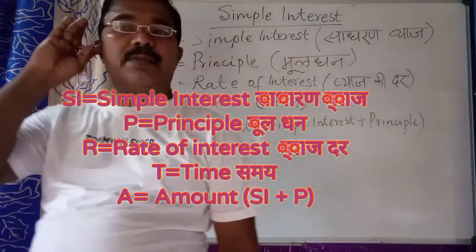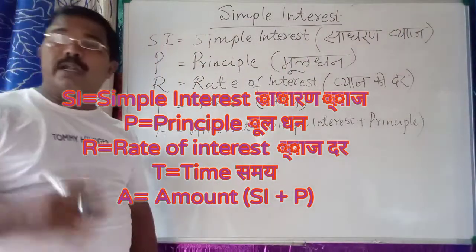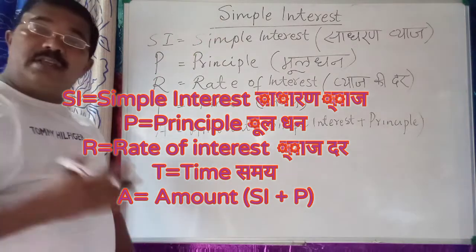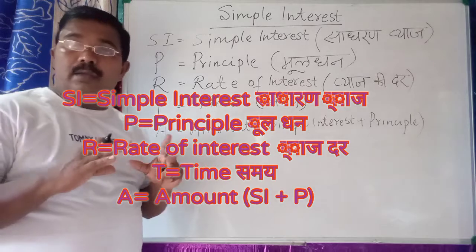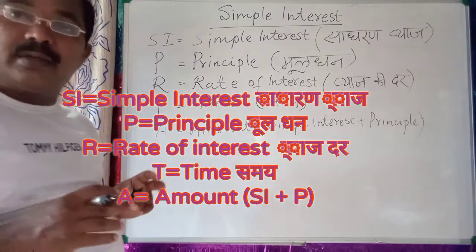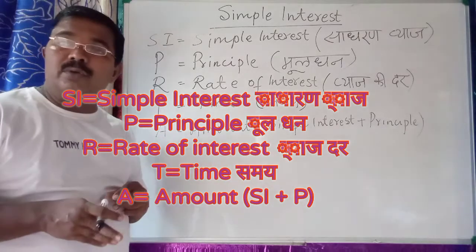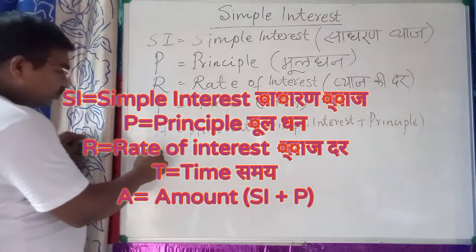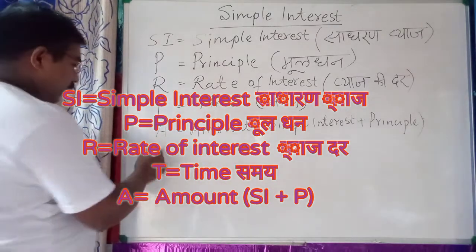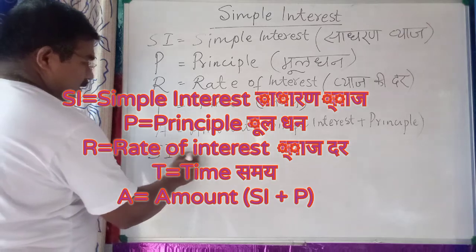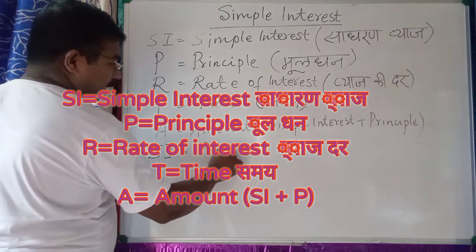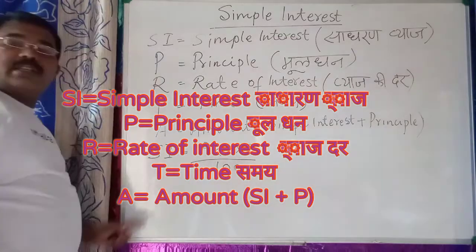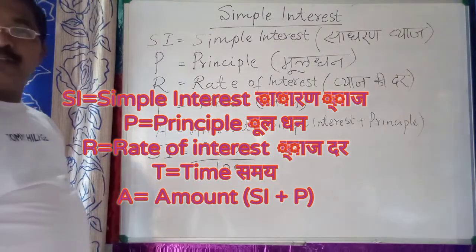These are the important terms that we should learn before learning what is simple interest. After this, I will teach you the equation to find the simple interest of a particular amount of money. Here, the equation is SI is equal to P into T into R by 100. This is the equation for finding the simple interest.